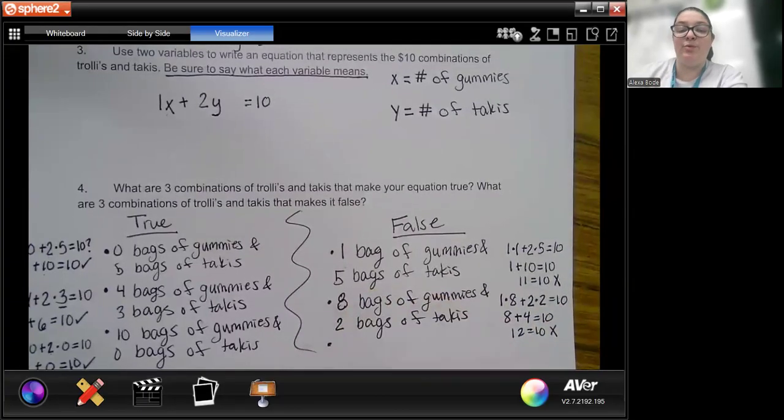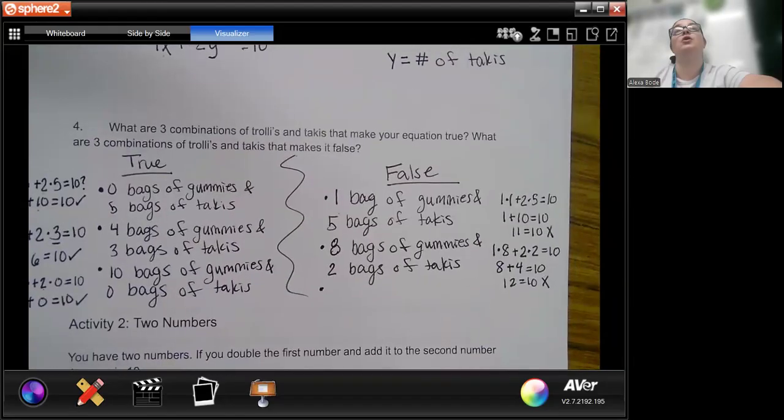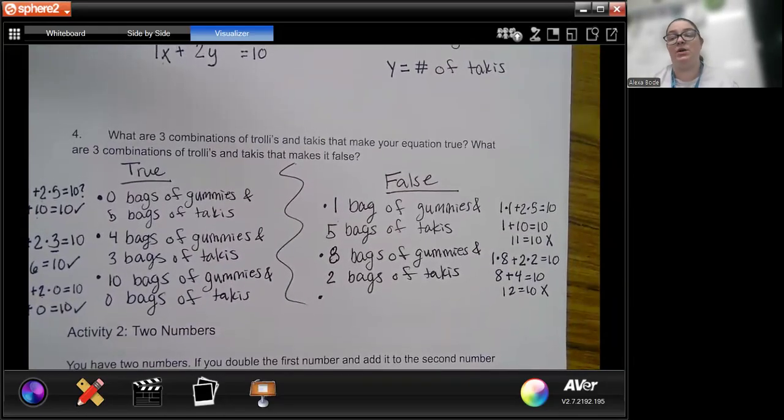So I want you to come up with one more combination. There are so many combinations that would not work. Come up with one on your own that would not work, that would not equal $10. Go ahead and do that on your own.